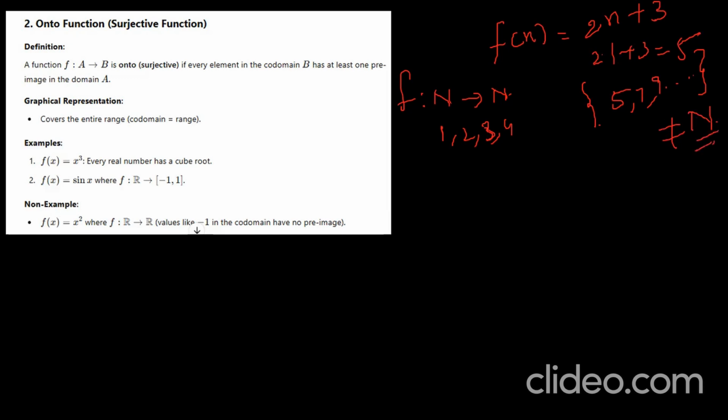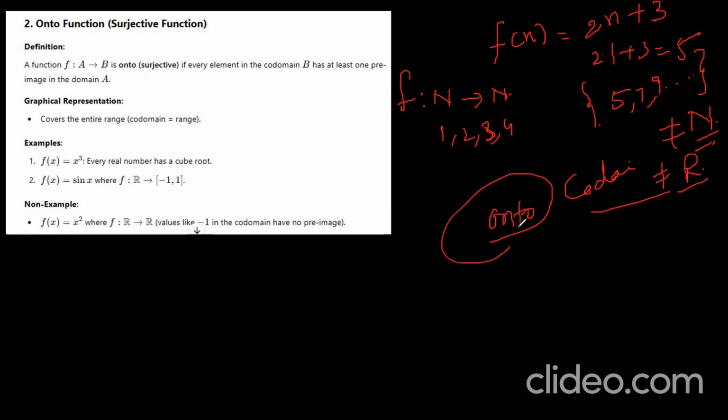So the codomain is not equal to the range. Am I right? Codomain of f is not equal to the range. That's why this is not onto. You understand? Whenever the codomain is equal to the range, then you can say that it is onto. This is not onto because you are getting 5, 7, 9. 1 to 4 you are not getting. N means 1, 2, 3, 4, and so on.